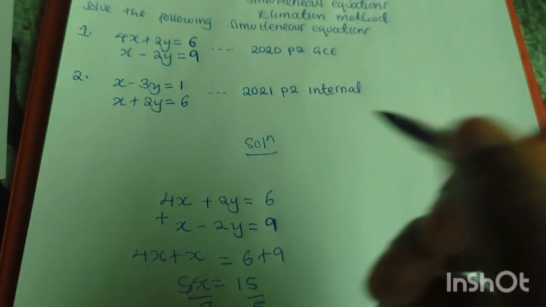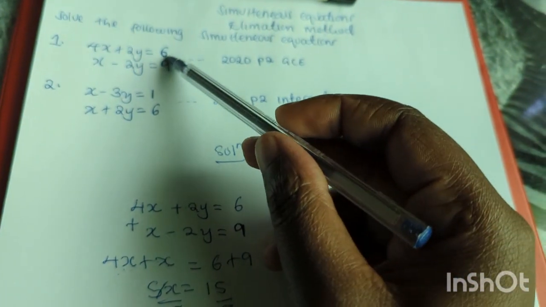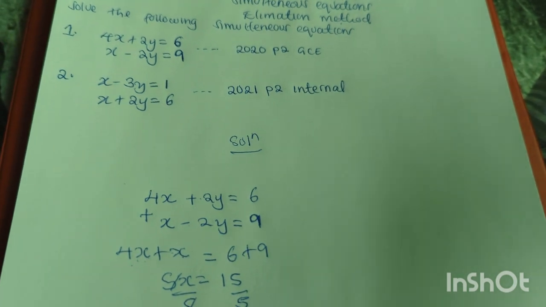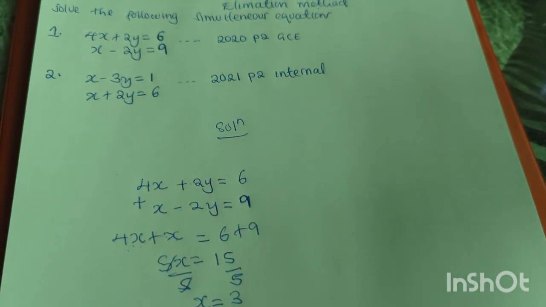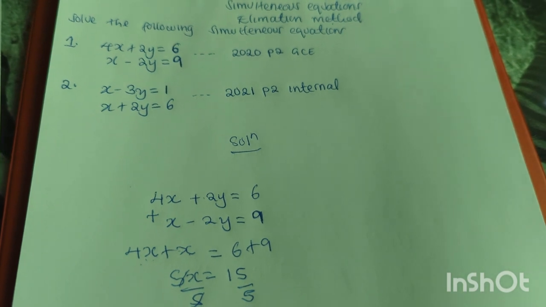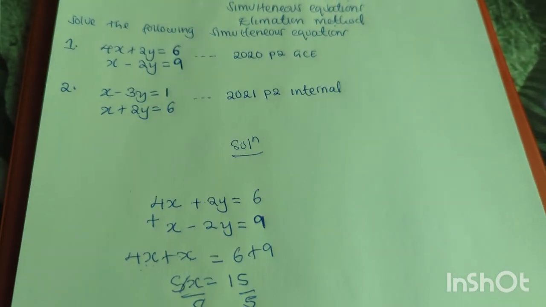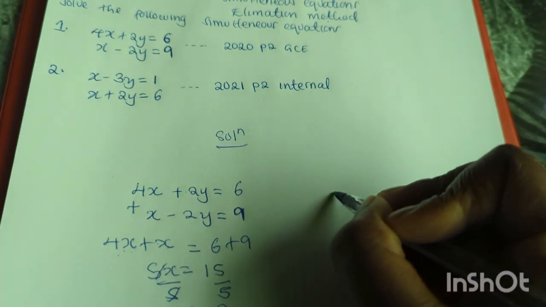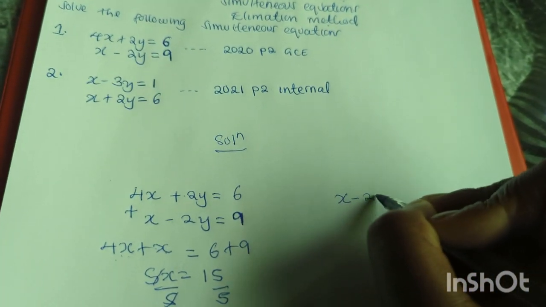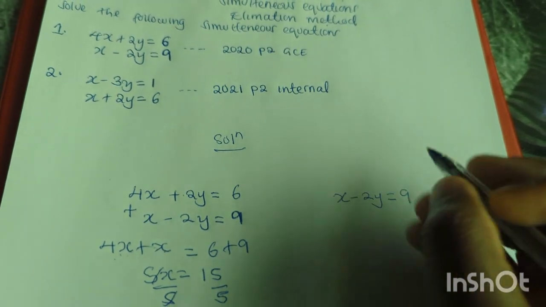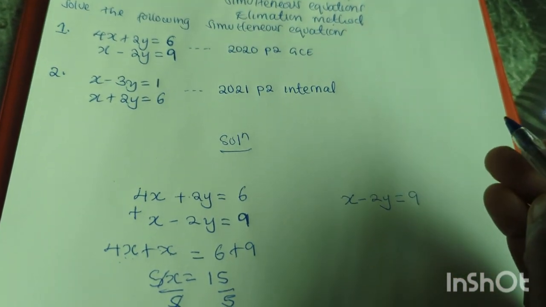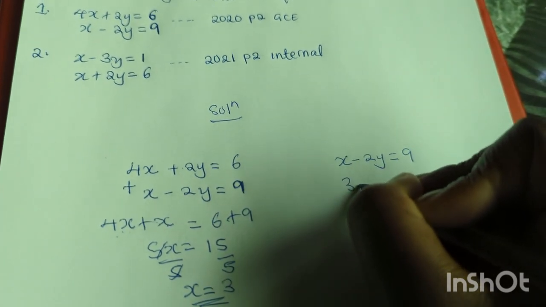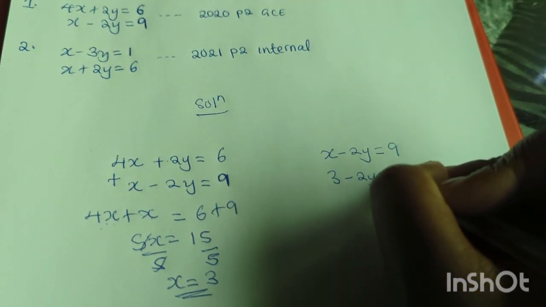And then you go to your original equations 1 and 2. You pick one equation to find the value of y. I advise you always pick the equation that has the smallest numbers, but you can pick any. So if I pick equation 2, using equation 2, we're going to find the value of y. It's x minus 2y equals 9. You can also use the first equation to still give you the same answer. Here we already know the value of x is 3. So where there is x, we put 3 minus 2y equals 9.